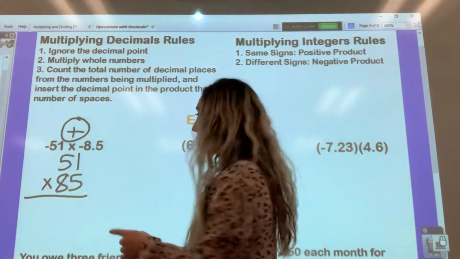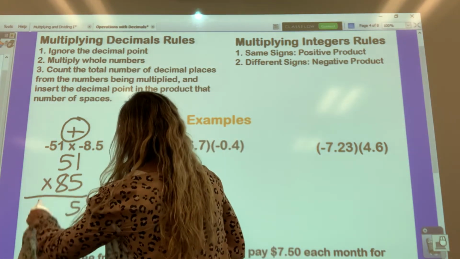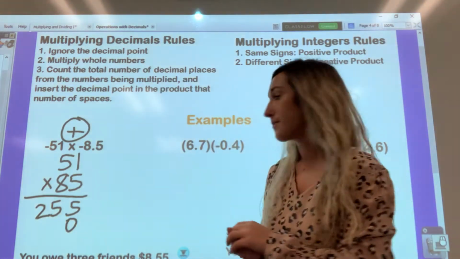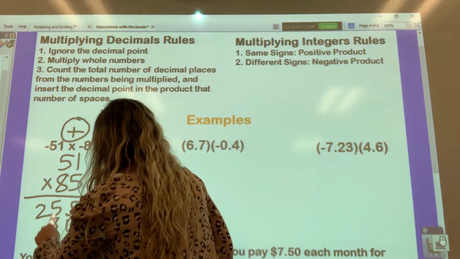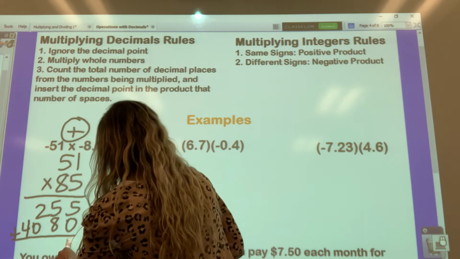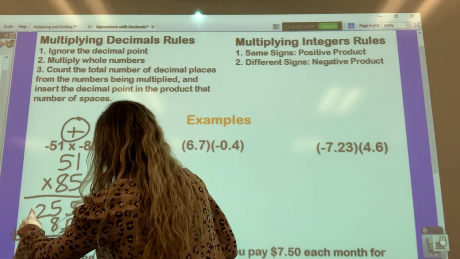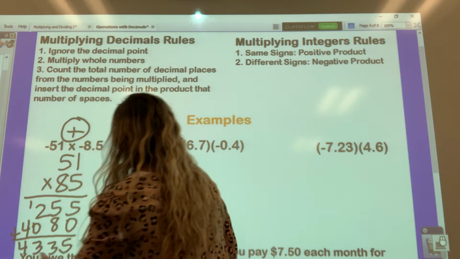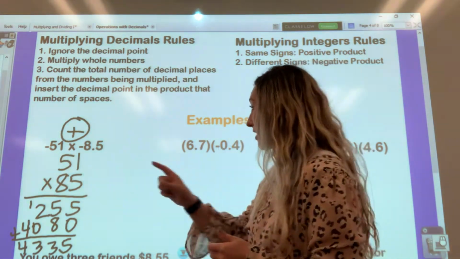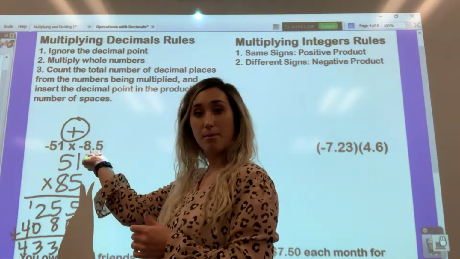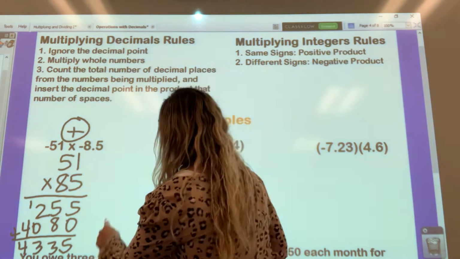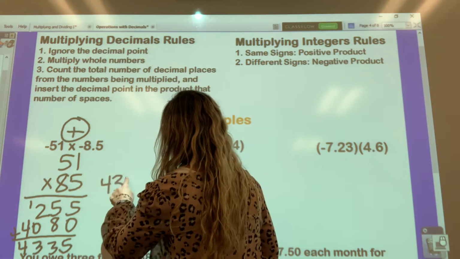And now just multiply. 1 times 5 is 5. 5 times 5 is 25. Remember, you need a 0 placeholder. 8 times 1 is 8. 8 times 5 is 40. And we add to get 5, 13, 3, and 4. So we get 4335 as our answer, but there was 1 decimal place in our problem, so we need to have 1 decimal place in our answer, making the solution 433.5.